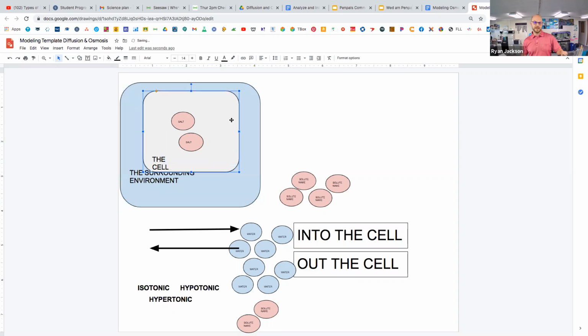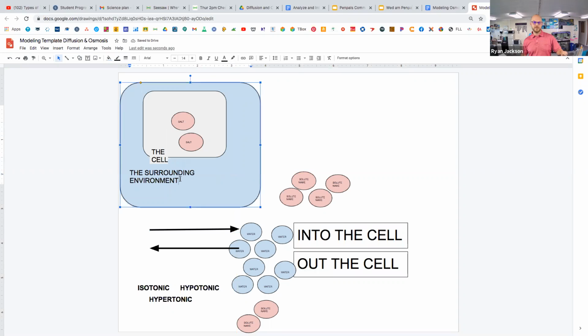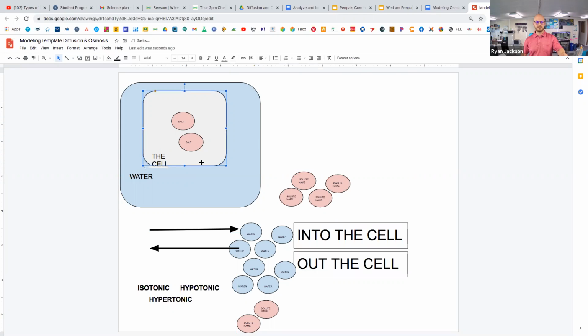Okay. And now I can just make it bigger. And now the cell is inside of the water, right? So the surrounding environment, you can just change this to be water. See that? So this is now water, and this is the inside of the cell. And you can just move this around. It's just a text box.